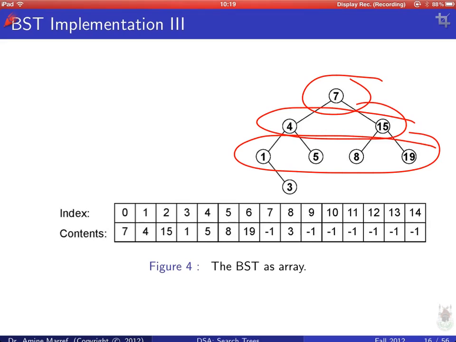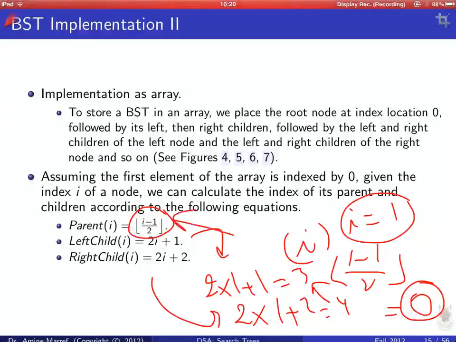So the problem with this array representation is that we are wasting a lot of space on the empty records here, but we need to put them in, otherwise these equations are not going to work. Okay, so that's the problem with the array representation. However, if the tree was something like that, then we do not waste space at all, because there will be no -1 at all, basically. Okay, because the tree is full.